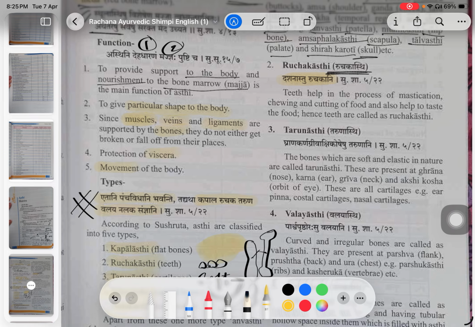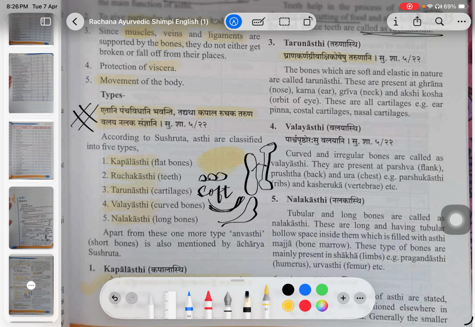This also needs to be learned. Dashanastu Ruchakani. Teeth help in the process of mastication, chewing, and cutting of food, and also help to taste, basically. Hence, they are known as Ruchakasthi. They increase our longing for food. All right. Tarunasthi. This also needs to be learned. Karn, Nas, Griva, Akshi Koshesu Tarunani. This is the continuation of the same shloka from Etani Panchvidhani, right? You can learn it all at once. The bones which are soft and elastic in nature are known as Tarunasthi.